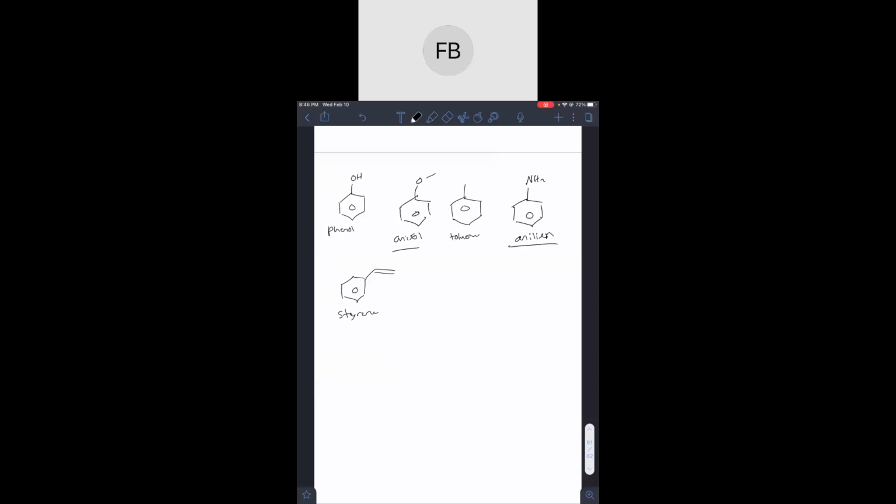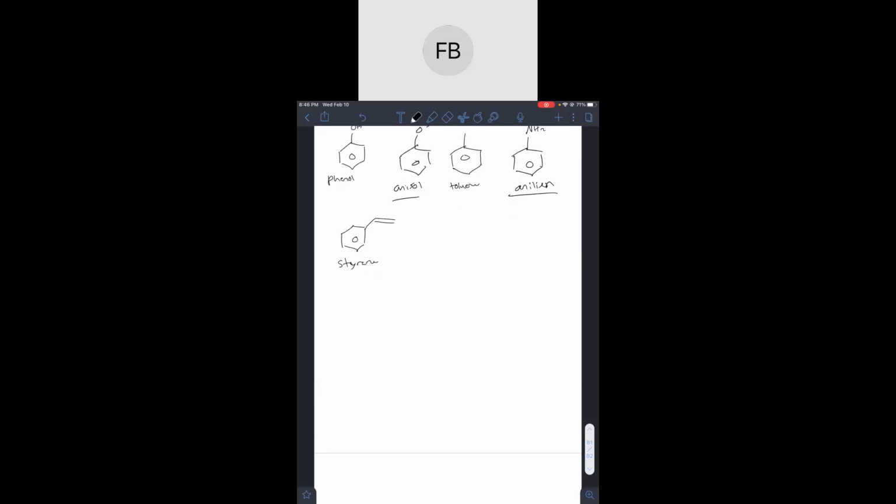So anisole has an O, aniline has an N. Anisole is the one that's an O and then a methyl, and aniline is the one that's NH2. Also, she says for styrene, styrene polymers make styrofoam, which is kind of fun too.